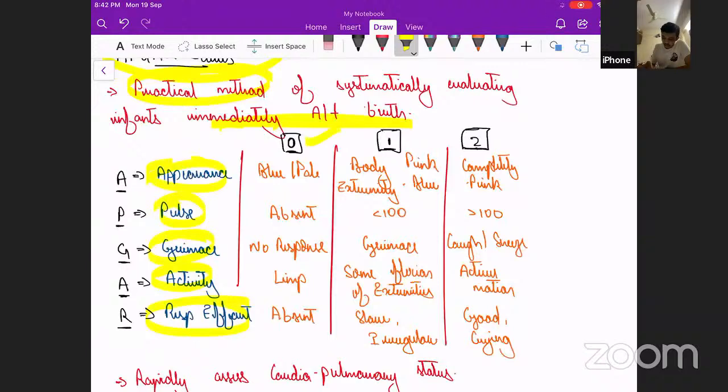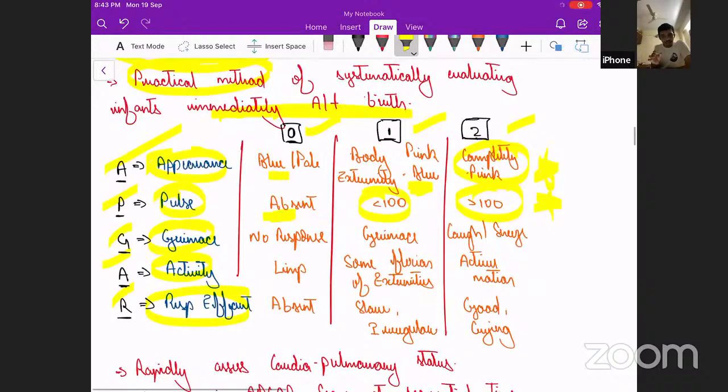And 0, 1 and 2 is the scoring given for each of these categories. If the baby is looking blue or pale, it is 0. If the body is pink but extremities are blue, then it is 1. And if it is completely pink, it is 2. Next is pulse. If pulse is absent, 0, less than 100 beats per minute, 1, more than 100 beats per minute, 2. Next is grimace.